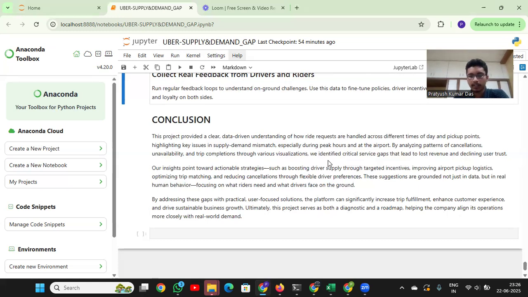So our insights finally point towards actionable strategies such as boosting driver supply through targeted incentives, improving airport pickup logistics, optimizing trip matching, and reducing cancellations through flexible driver preferences. By addressing these gaps with practical, user-focused solutions, the platform can significantly improve its trip fulfillment, enhance customer experience, and most importantly, drive sustainable business growth. Ultimately, this project serves as both a diagnostic and a roadmap to help the company align its operations more closely with real-world demand.